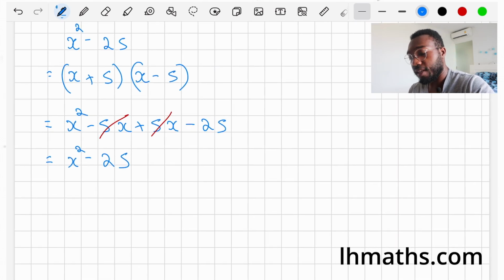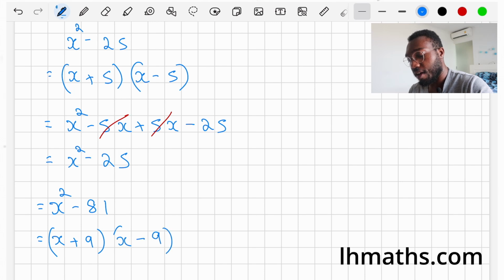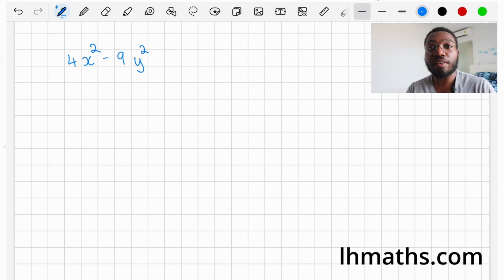If we do, let's say, x squared minus 81, for example, it will be the same thing. It will just be x plus 9, x minus 9, okay? So this is called a difference of two squares. You should just be mindful of that. When you see something like that, an x squared minus a square number, you can just use this method to work it out.